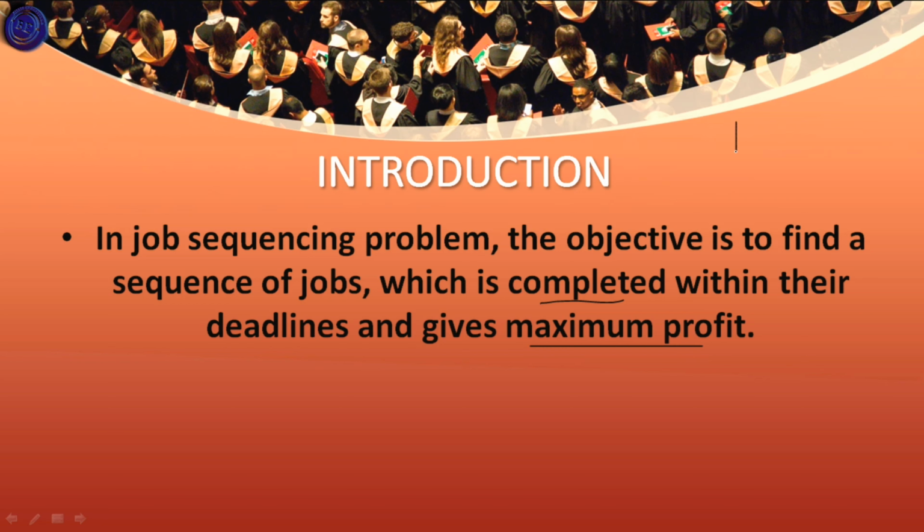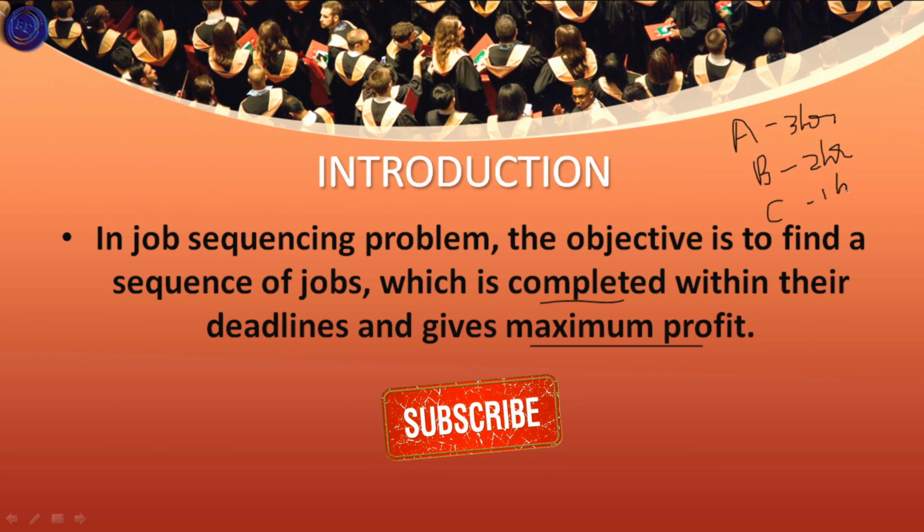Initially we are given some jobs. I am naming those jobs A, B, C and each job has some deadline. I am taking job A with a deadline of 3 hours, job B with 2 hours, and job C with a deadline of 1 hour. Each job has some particular profit. We have to complete each of these jobs in the given deadline.